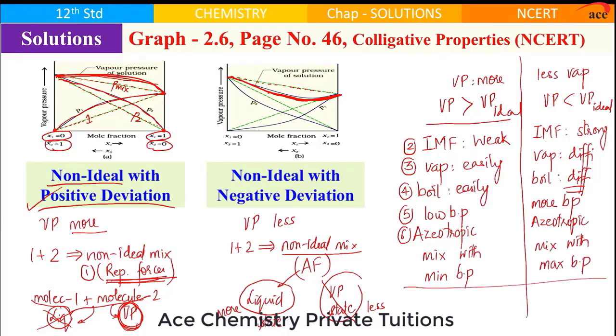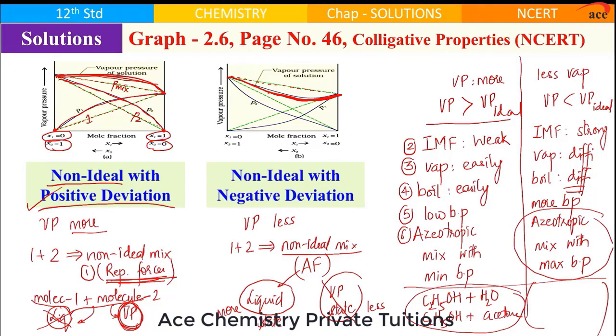Any example of an azeotropic mixture with minimum boiling point? Yes. As per NCERT, ethanol plus water. Another example you want to give, ethanol plus acetone. Any example of an azeotropic mixture with maximum boiling point?